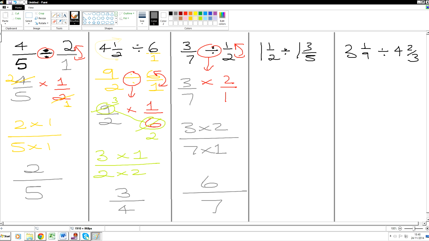Done. Lovely. It's not top heavy, it's a proper fraction. It can't be cancelled anymore either. 7 is a prime number, I won't divide by anything. We've got 2 questions left here.